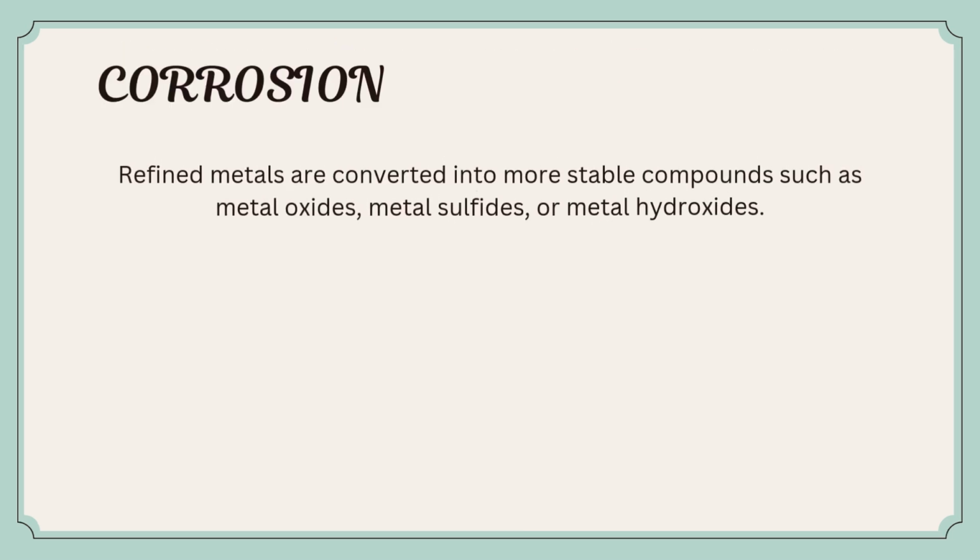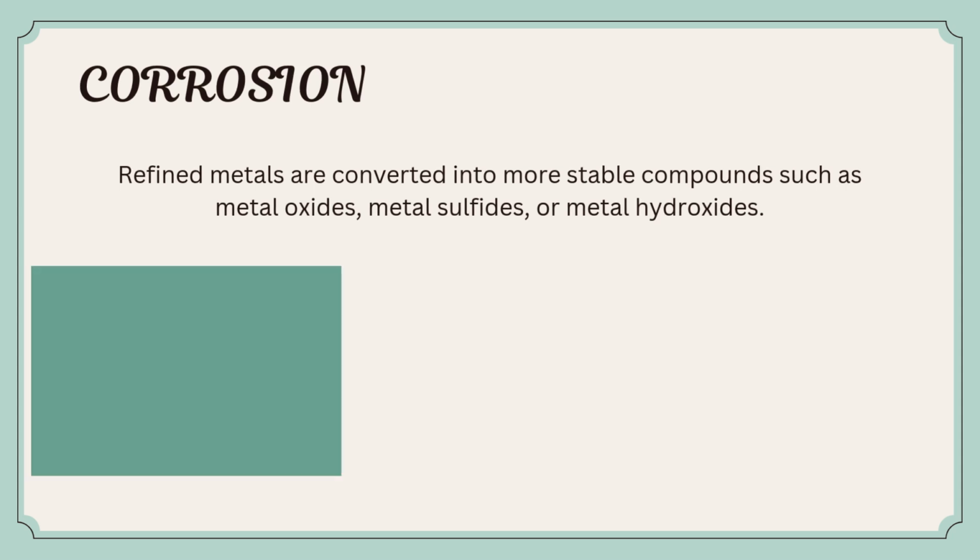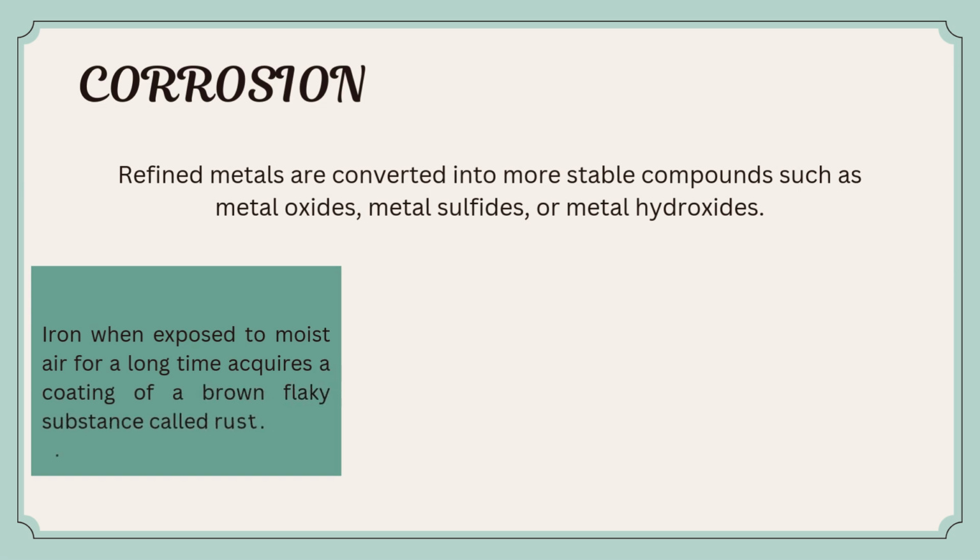Next one is corrosion. The refined metals try to convert into more stable compounds such as metal oxides, metal sulfates, or metal hydroxides. This is simply called the corrosion of that metal. For example, when iron is exposed to moist air for a long time, it acquires a coating of a brown flaky substance. This is called rust.